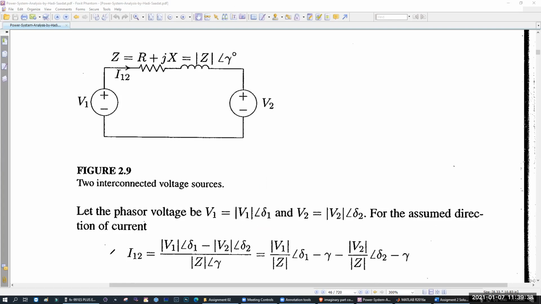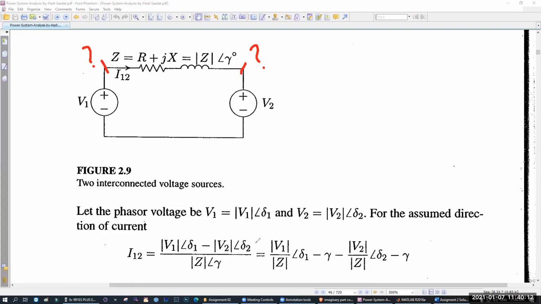For the assumed direction of the current, let's say our current direction is in this way, I1 to I2. So our power flow will be in this way as well, 1 to 2. So what is the current here? This voltage minus this voltage divided by impedance, like your basic Ohm's law formula. Voltage difference divided by resistance. What is the voltage difference? V1 minus V2 divided by Z.